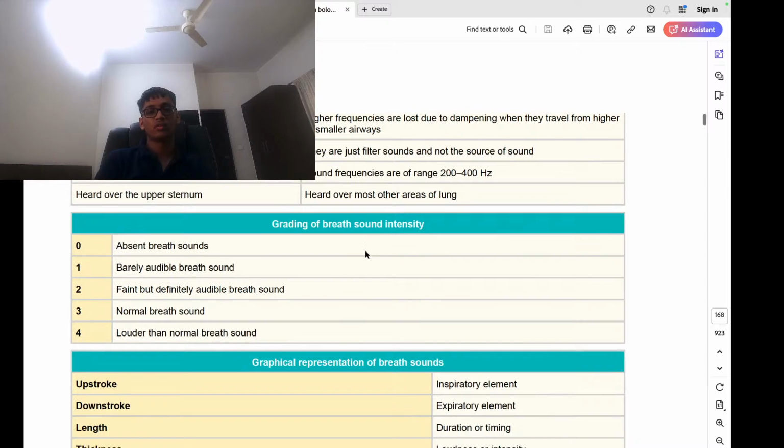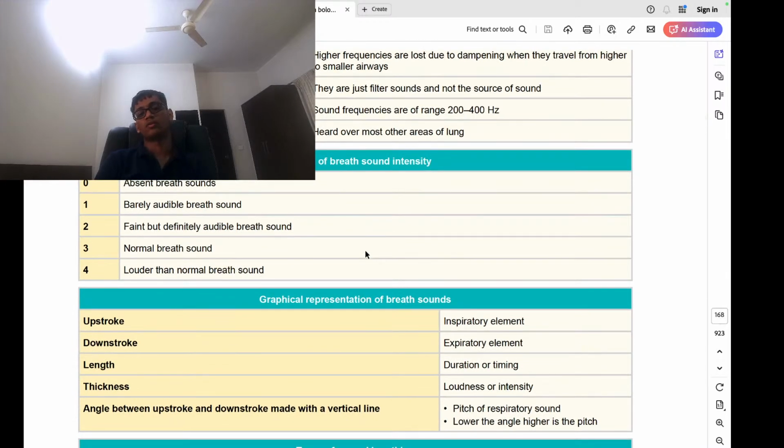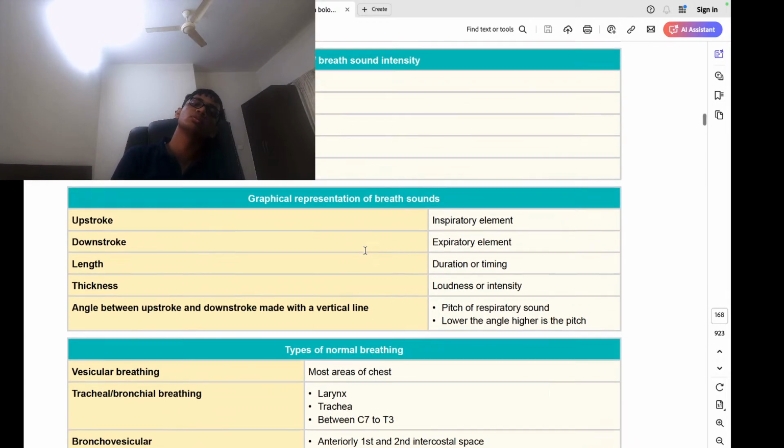Grading of intensity is 0, 1, 2, 3, 4. 4 is louder than normal. Normal is 3. 2 is faint but definitely audible breath sound. 1 is barely heard and 0 is no breath sounds.